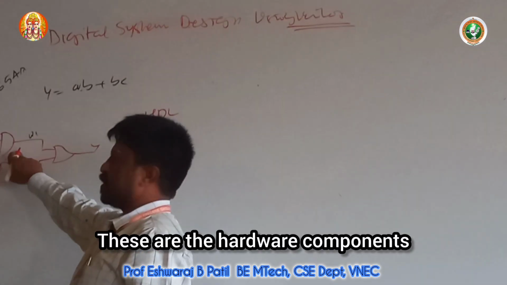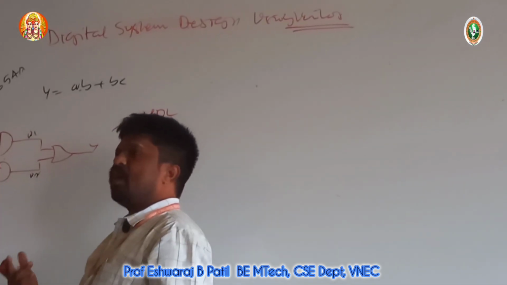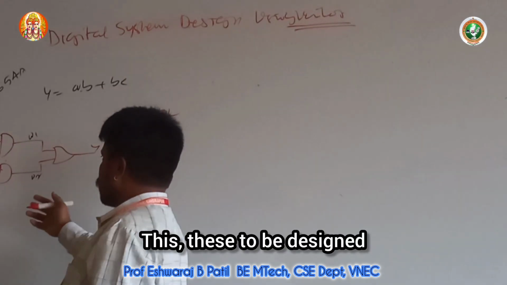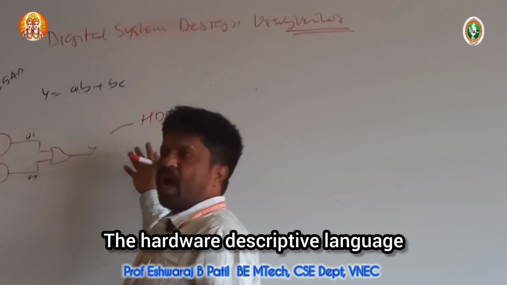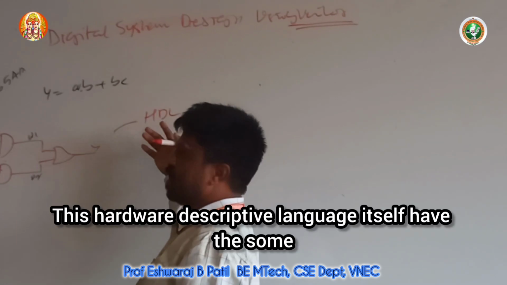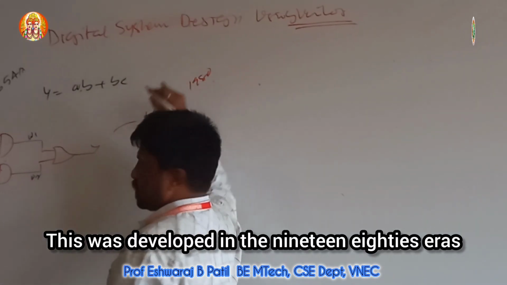AND gate, OR gate, and wires are electronic hardware components. These are to be designed and described with one language, which we call the hardware descriptive language. This language was developed in the 1980s, around 1985.